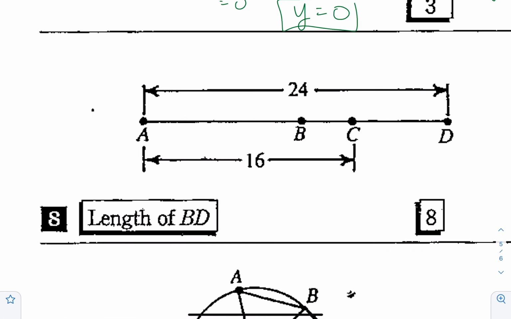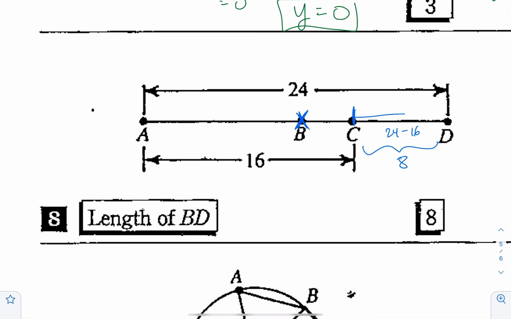Next, for number 8, you have this line segment, and you want to compare the length of BD to 8. So you know that A to D is 24, and then A to C is 16. So that means that C to D is 8. It's just 24 minus 16. Now, I don't know where B lies, but B is somewhere to the left of C.